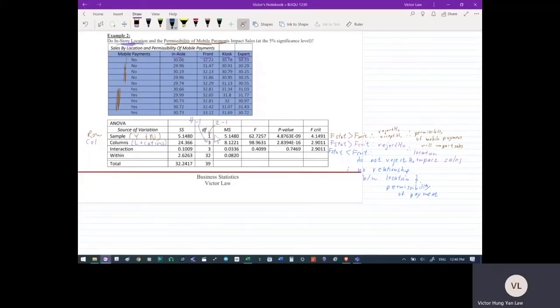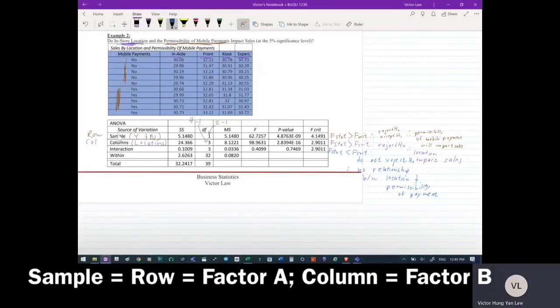So that's why our degrees of freedom is 2 minus 1. We have 2 different samples, yes or no, so 2, that's why we get the 2. So 2 minus 1 gives you 1 degree of freedom. Same idea for the column. Column is our location. We have 4 locations: in-aisles, front, kiosk, and expert. So that's why we have 4 for location, minus 1 gives you the 3 for the degrees of freedom. So sample is your row, column is your column.